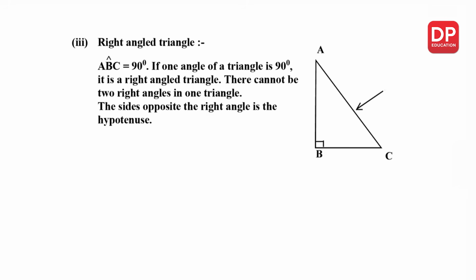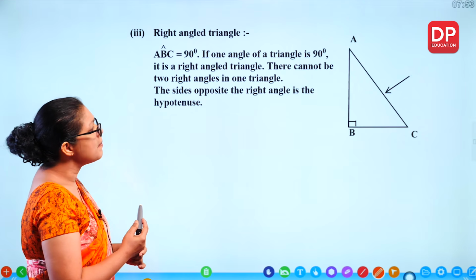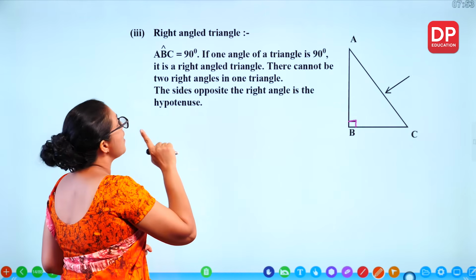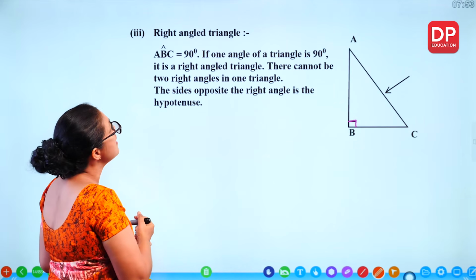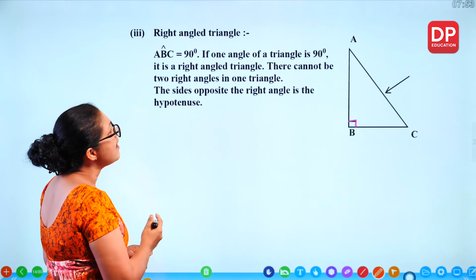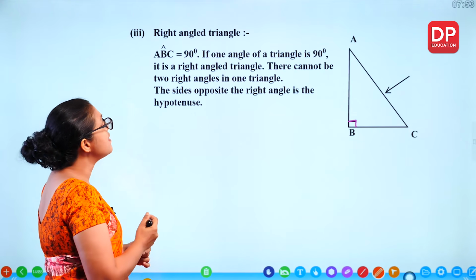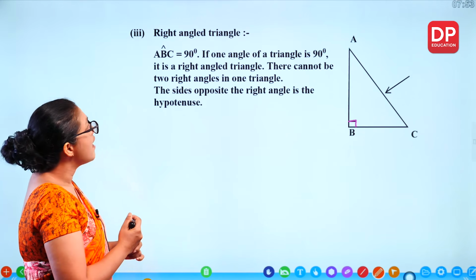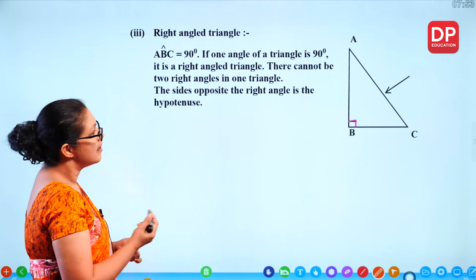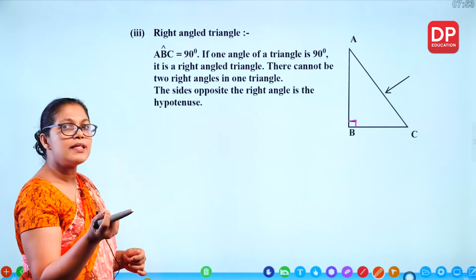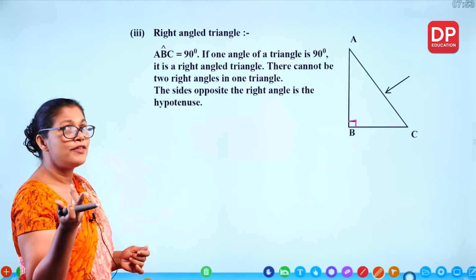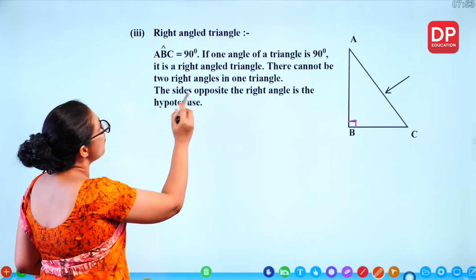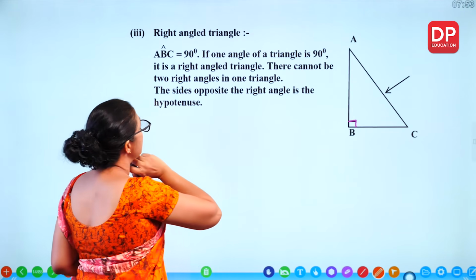The third type is called a right angle triangle. Right angle means a 90-degree angle. So ABC in that one is 90 degrees. If one angle of a triangle is 90 degrees, it is a right angled triangle. There cannot be two right angles. Why? 90 plus 90 is 180. So what about the third angle? You are not getting a triangle. So only one right angle you can get.